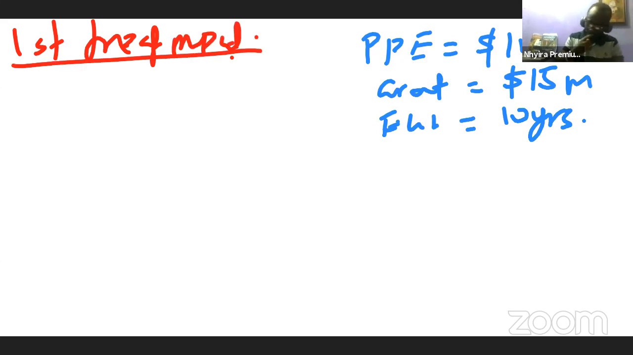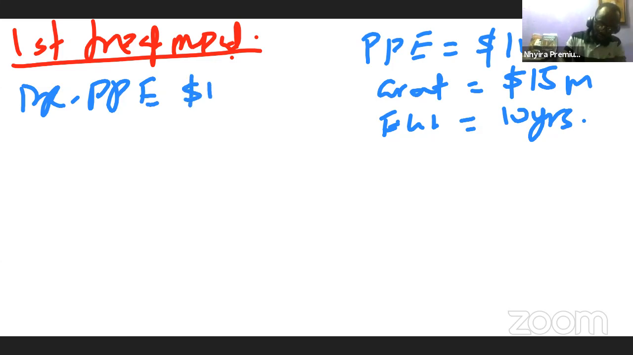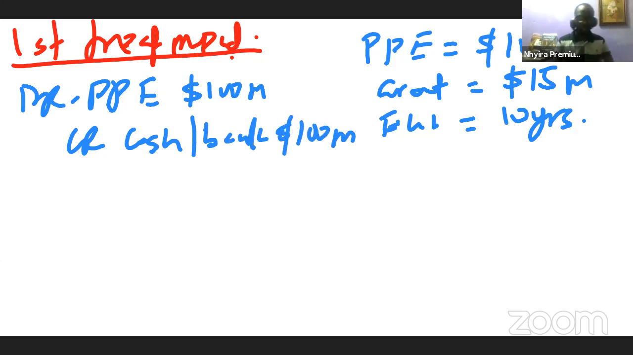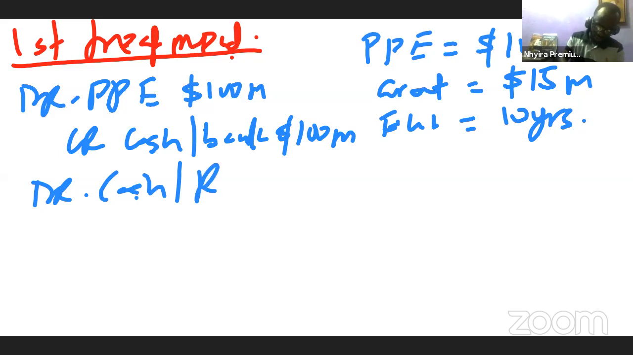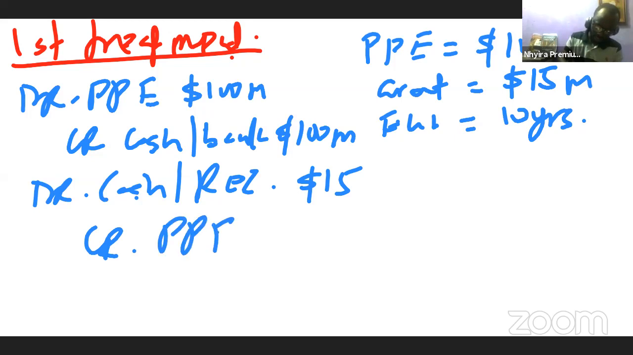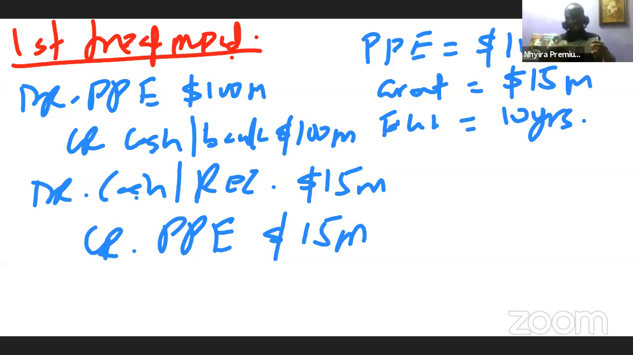So how do we do that? Simple. Initially, what is going to happen is that we debit property, plant, and equipment with a cost of 100 million, and maybe credit cash or bank or trade payable if we have not paid for the plant yet. Then that is the asset. Then when it comes to the grants, we will debit our cash if government has given us the money, or receivable if it is yet to be received, with the 15 million. Then we'll credit the property, plant, and equipment with the 15 million. So technically, you realize that we are reducing the PPE by 15.